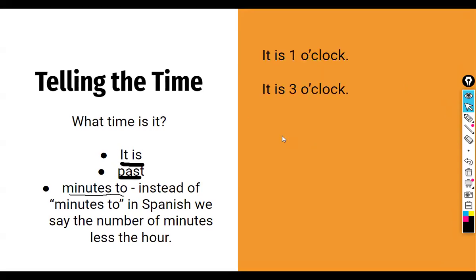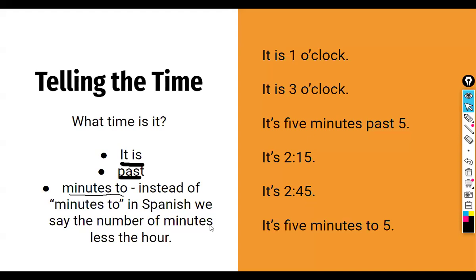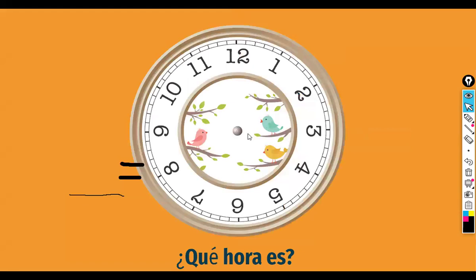So expressions we might say in English: it is 1 o'clock, it is 3 o'clock. It's 5 minutes past 5. We might also say it's 2:15, if we're given digital time. We might say it's 2:45. So 2:15 would be 15 minutes past 2. 2:45 would be 3:15. Sorry, 3:15, right? And it's 5 minutes to 5. So all of these are common expressions in English, right? And remember, this is how we structure the sentence when we tell the time. So now let's look at how we say things in Spanish.